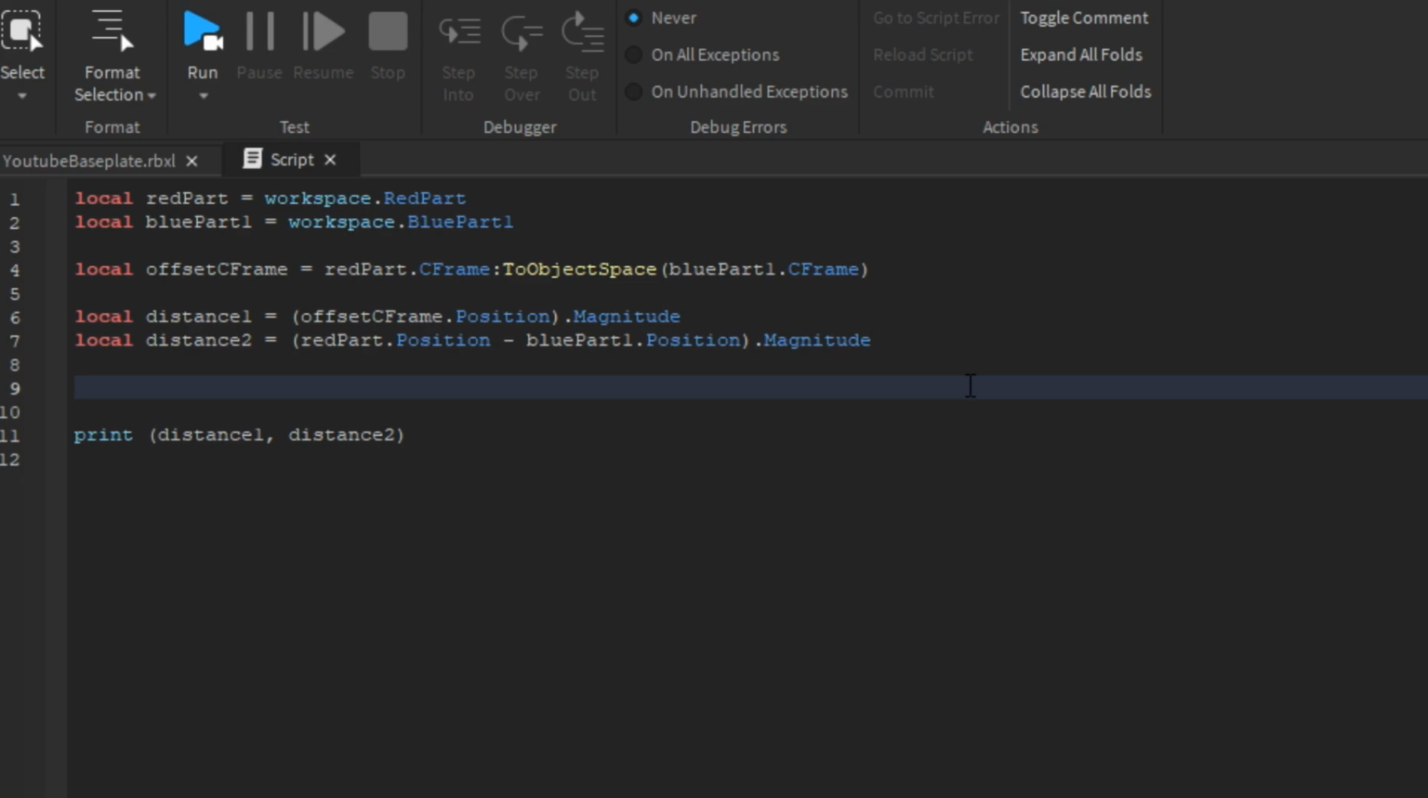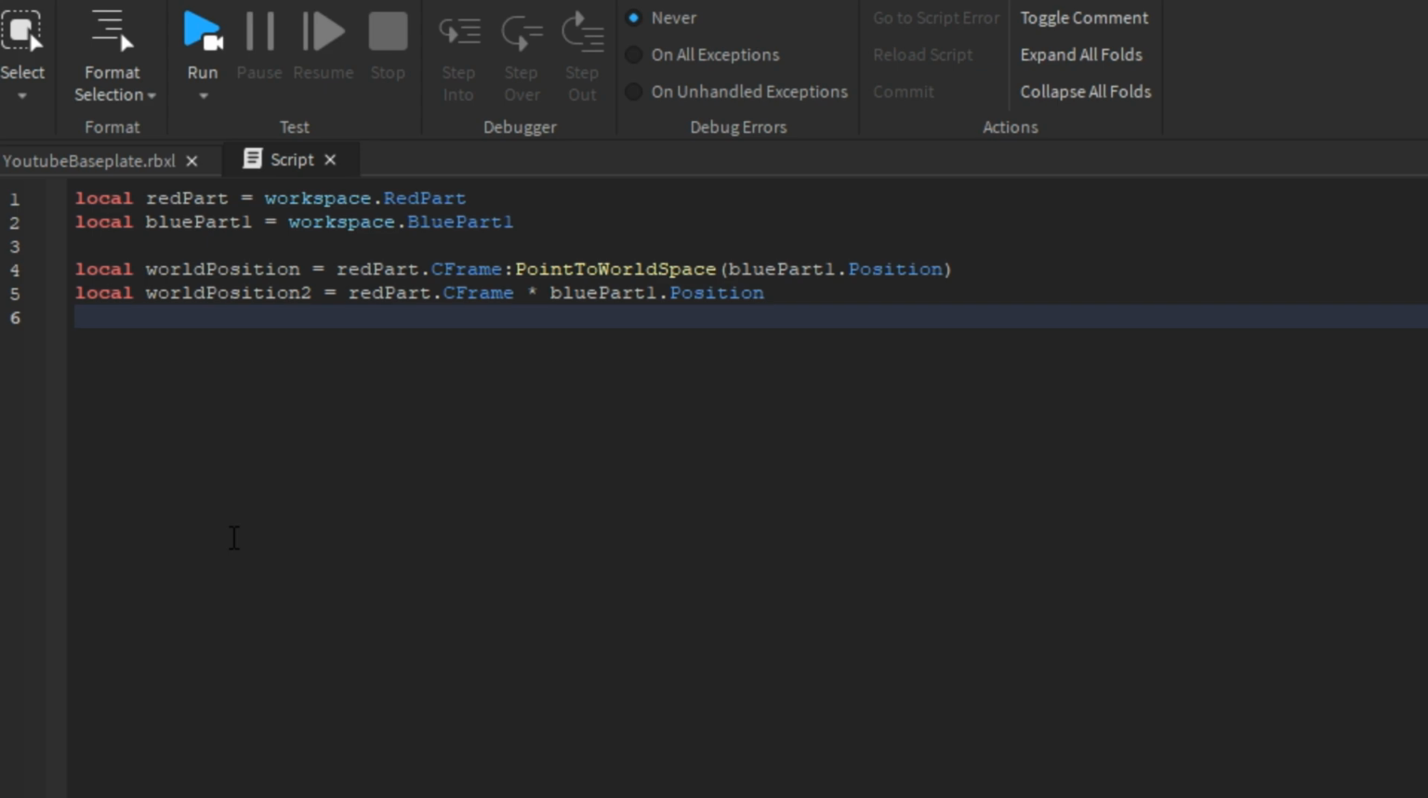Now PointToWorldSpace transforms only the positional offset to world space and returns a Vector3 value of that position with respect to the origin. So like in the example with ToWorldSpace, the red part would be 2 studs above the top face of the blue part, but it wouldn't have the same rotation as the blue part. PointToObjectSpace transforms only the positional value of the CFrame from world space and returns a Vector3 of that position relative to another position that is not the origin. This will get the offset without the rotation, while ToObjectSpace will get the offset with the rotation.